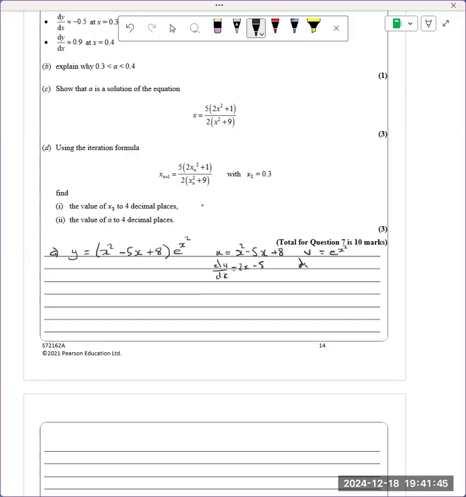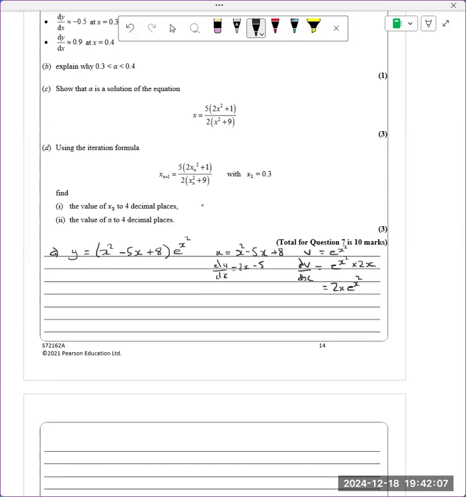dv by dx, we have to do the chain rule. So e to the blob becomes e to the blob multiplied by the derivative of the blob. So that is e to the x squared times 2x, or to put it another way, 2x e to the x squared.